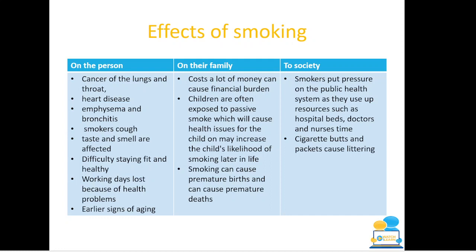So essentially, if you have ever been in someone's house and an adult is smoking beside you and you don't smoke, you are still inhaling the smoke that they are smoking, which is causing a lot of damage to you in the long term, if you're constantly beside someone that's smoking, even though you may have never smoked in your life. So smoking can cause premature births and it can cause premature deaths.